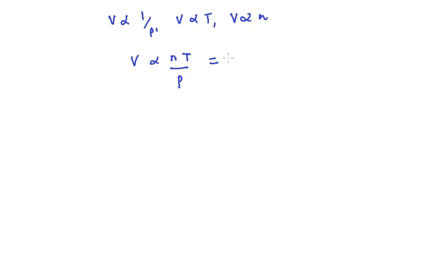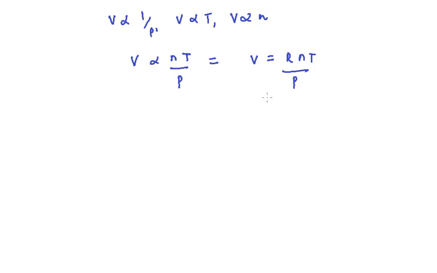To make it an equality, we use a constant of proportionality. We use that proportionality R. So we have V equals R times n T over P. Okay, so the R value is a constant of proportionality. I will tell you what the R value would be. So this R value will be given to you.